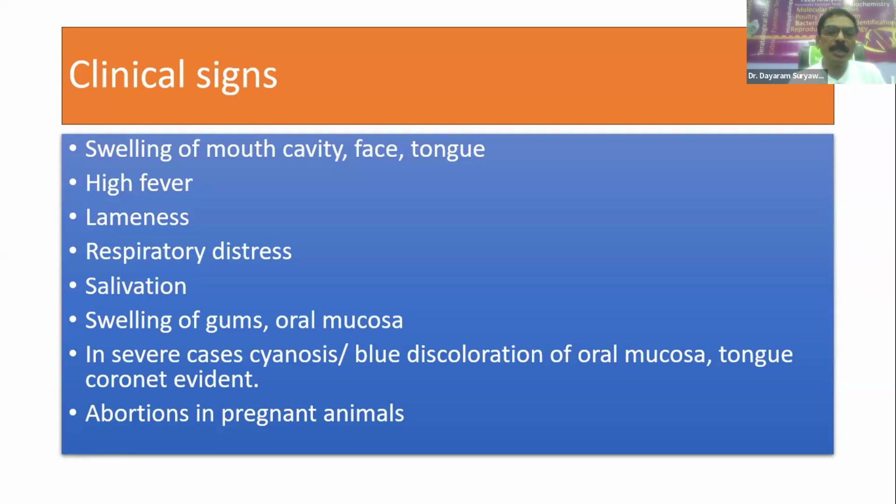Depending upon the intensity of the infection, there are alterations in the swelling of the mouth cavity, face and tongue. High fever is also there. Lameness is also present in Bluetongue. Respiratory distress is there. Salivation is there. Swelling of the gums and oral mucosa. In severe cases, cyanosis and blue discoloration of the oral mucosa, tongue and coronet can be observed, and abortions are observed in pregnant animals. So these are the clinical signs.